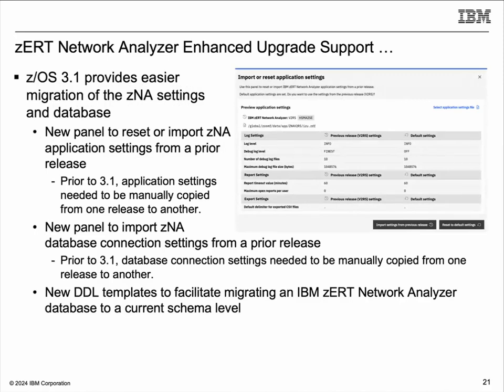There's a similar panel that will come up to help you set the database connection settings based on your prior release settings. We also provide new DDL templates to facilitate migrating ZNA to a current schema level. So this hopefully makes it a lot easier. If you're, say, 2.5 today and you want to move to 3.1, that should be a much better migration experience than we've had in the past.